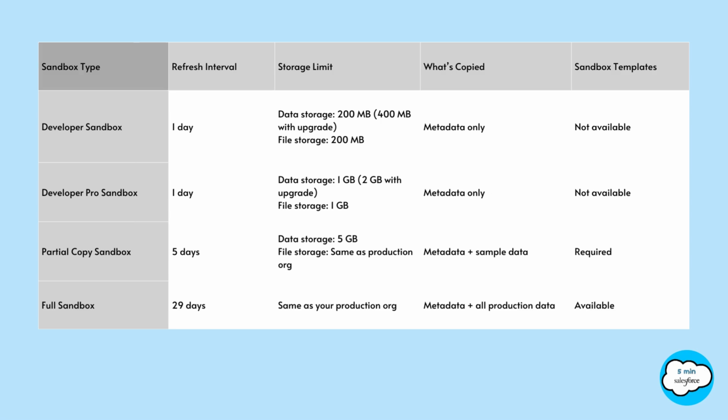So, there are four main types of sandboxes in Salesforce, which are developer, developer pro, partial copy, and full copy. Each type of sandbox has different storage limits, refresh schedules, and what they copy from production. So let's go one by one.